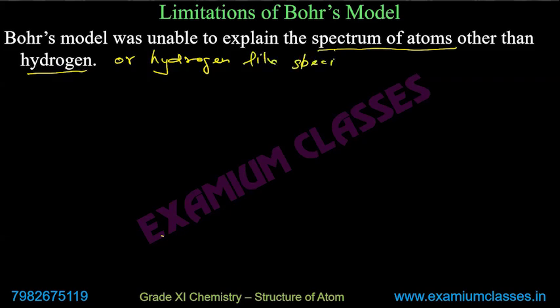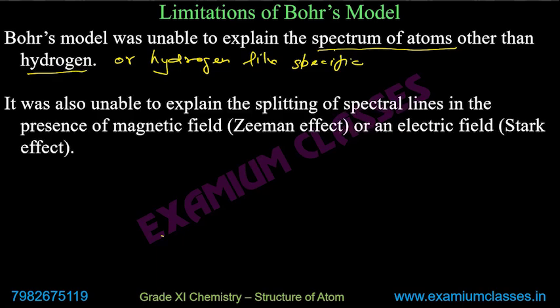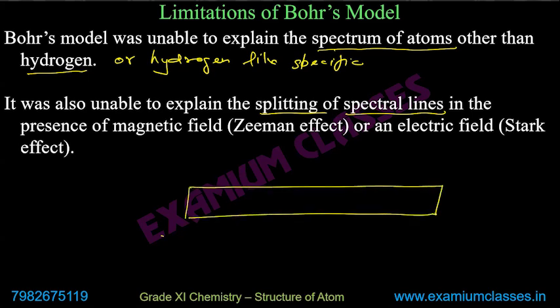So we talked only about hydrogen or hydrogen-like species, nothing else. There should be only one electron. It was also unable to explain the splitting of a spectral line. What happened? Scientists noted that, in the hydrogen emission spectrum and absorption spectrum, on the film, there were some bars.